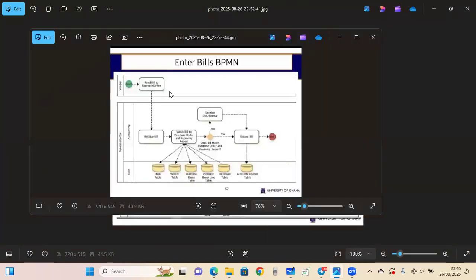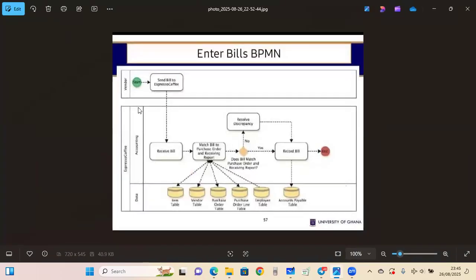So the next one is entering bills BPMN, right? Now the first thing to do is to identify the lanes. We have the vendor lane, then the company itself lane, then the data under the company, and then the accounting department under the company. Now you could see that the process actually starts from the vendor.